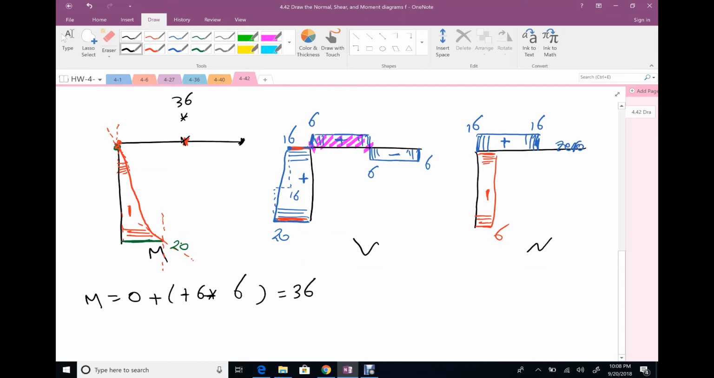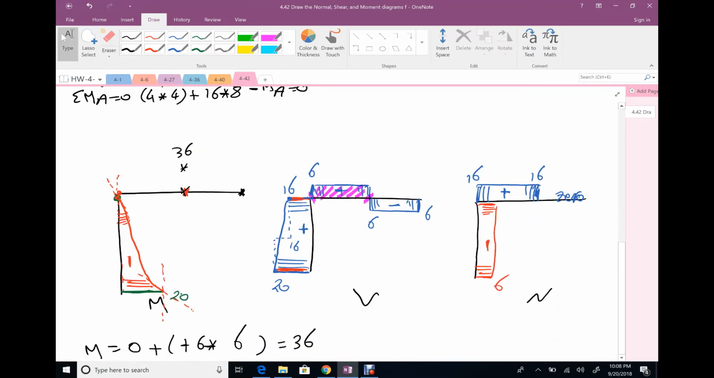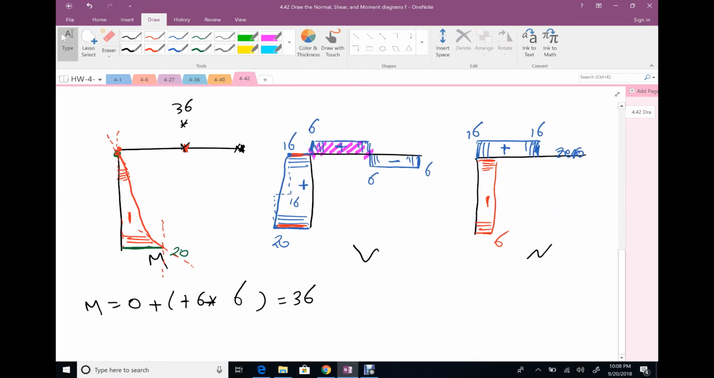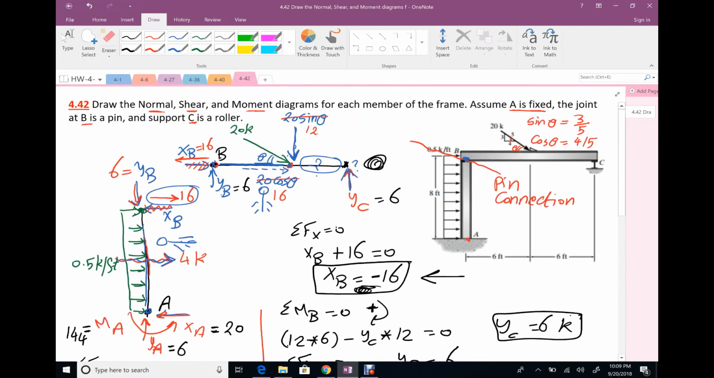For the last point here, we have two options to calculate it. The first option: at this location, it's a free end, so your moment is 0. Or you can say moment here equals the previous value, which is positive 36, plus the area of shear in between. We have this negative area, 6 times 6, so my value is 0. From this point to this point to this point, I will draw a linear relationship because your shear in these locations is constant. So here are your normal, shear, and moment diagrams for the shown frame.